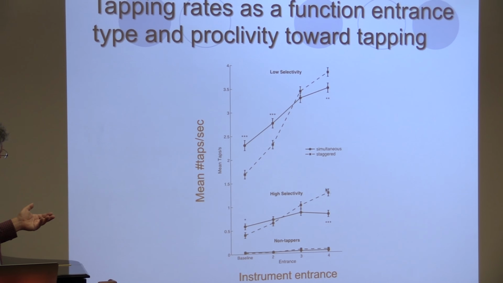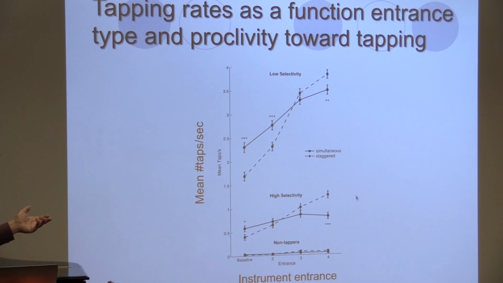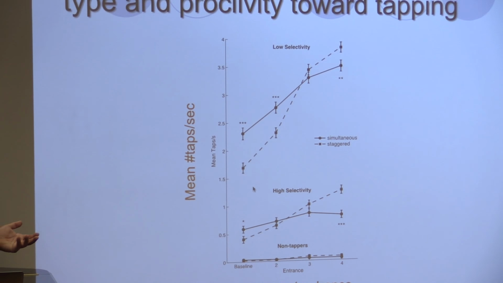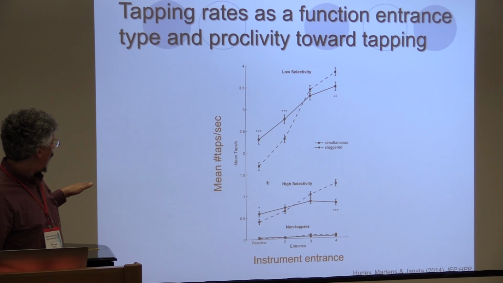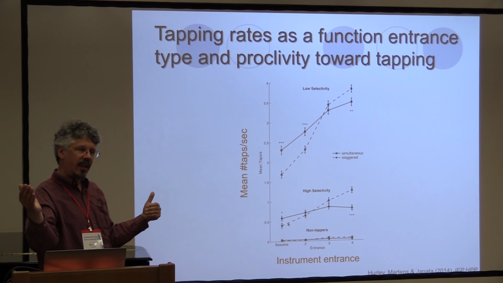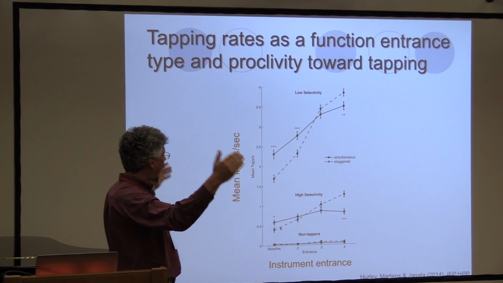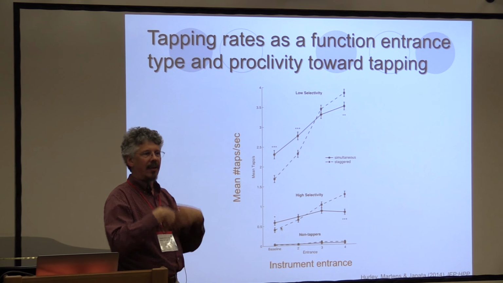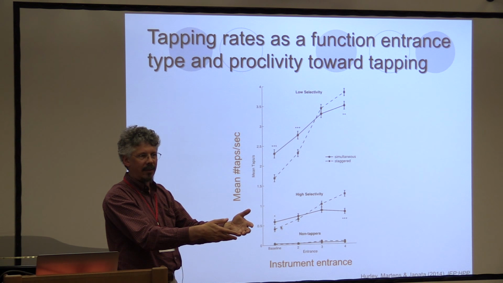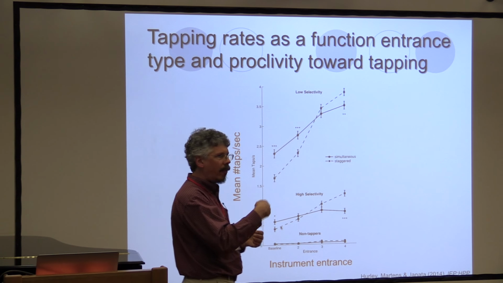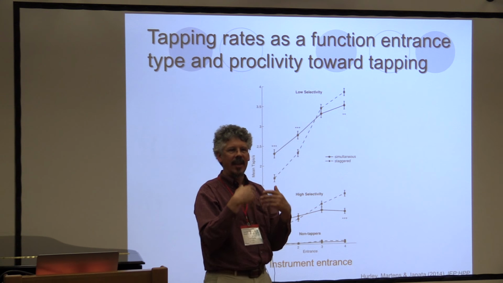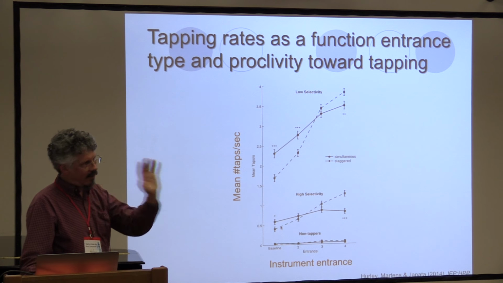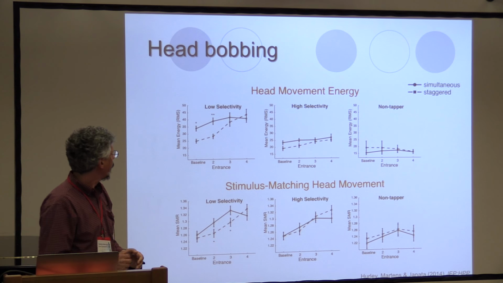And so when we look both at the high selectivity tappers who only tap some of the time, or the low selectivity tappers, what we see is that if we bring the instruments in one at a time, by the time that they're all in, they're more engaged with the stimulus than if we just started with all the stimuli at the same time. So this incremental addition of something that's interesting to engage with leads to more overall engagement than if you just give everybody everything right at once.